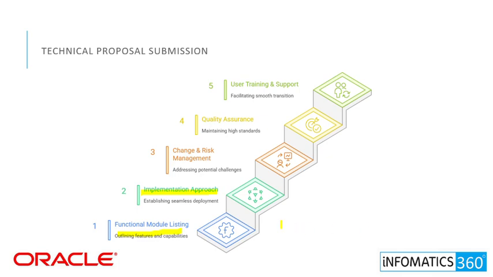smooth execution. Then comes change and risk management. Every project faces some level of risk or change, so we describe how we'll handle changes and minimize risk during the project. Then comes quality assurance. Quality is the most critical, as we discussed earlier as well. We define how we will test the system at each stage and ensure it meets business expectations. Then user training and support. Finally, we will explain how we will train the client.